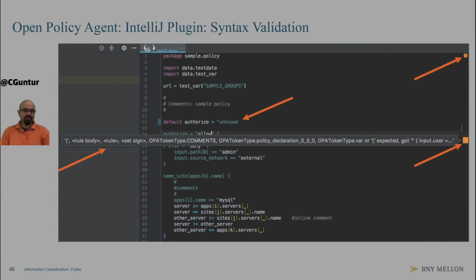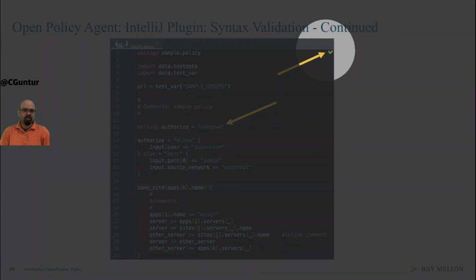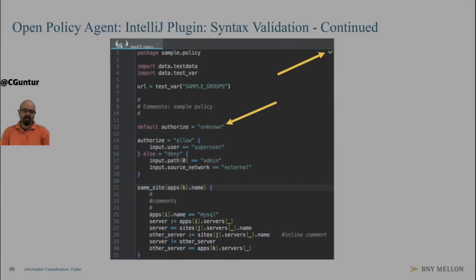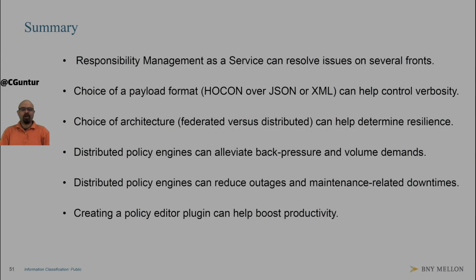Let us assume we fix this error now, and you notice that the gutter icon now turns to green ticks, and you have fixed the error, so you get wonderful syntax highlighting throughout. In addition, we also created settings for this. The settings allow you to customize and theme it for either dark or light themes that IntelliJ users seem to prefer. And the intent is for us to open source this in the near future. We are looking to clean it up, polish it up a bit, and open source it. That's what I wanted to cover today.